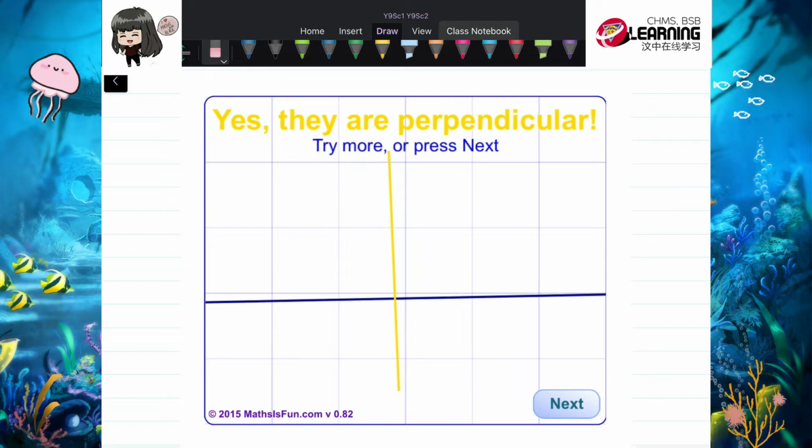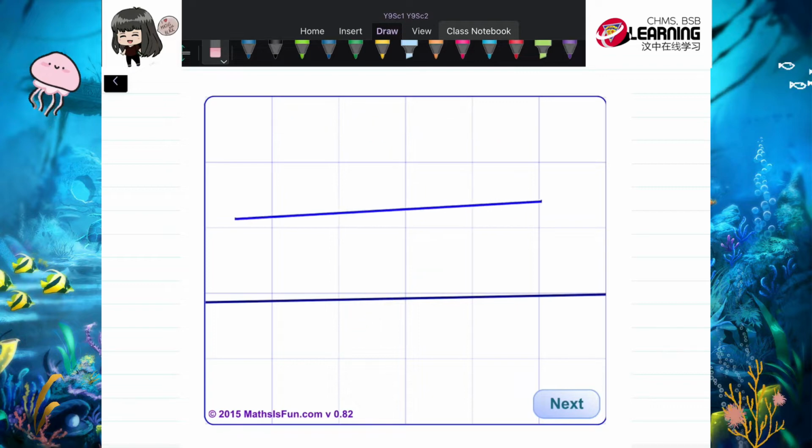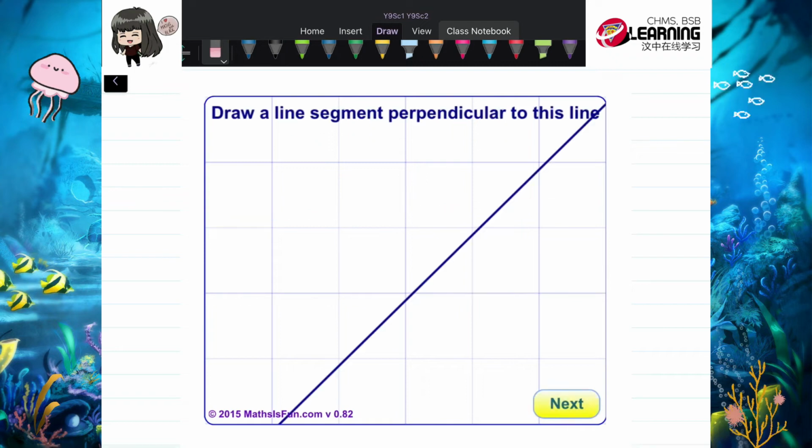Okay, they are perpendicular to each other. As I say, if two lines intersect at a right angle, they are called perpendicular lines to each other. How about like this? This is not, okay? This one is definitely not perpendicular lines. They are parallel.